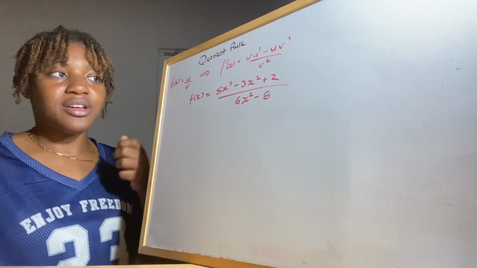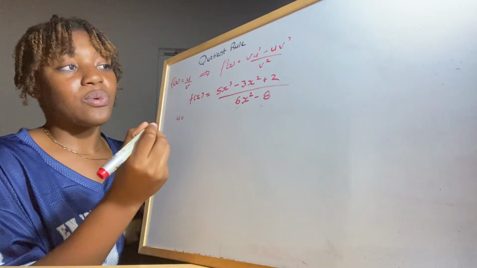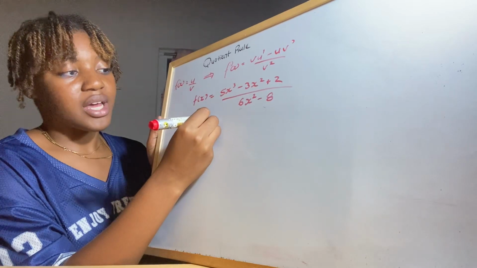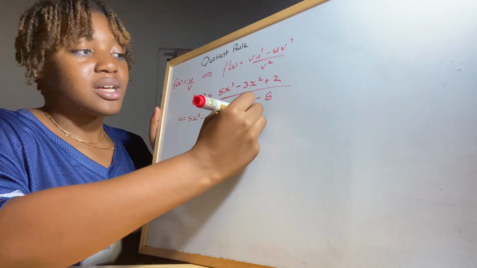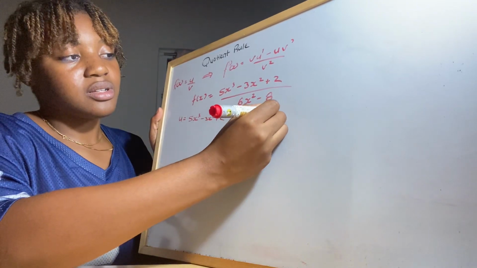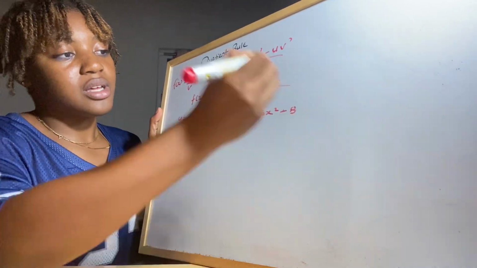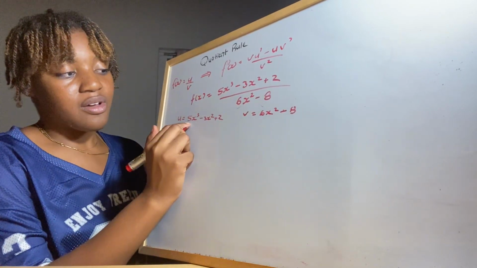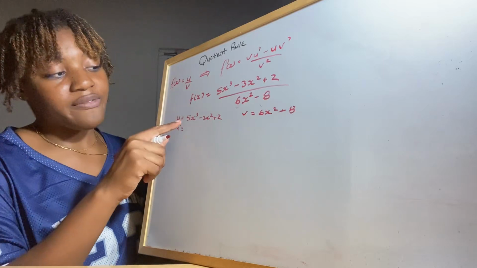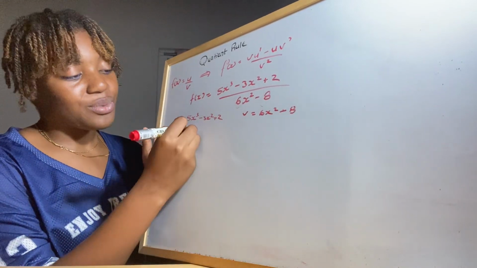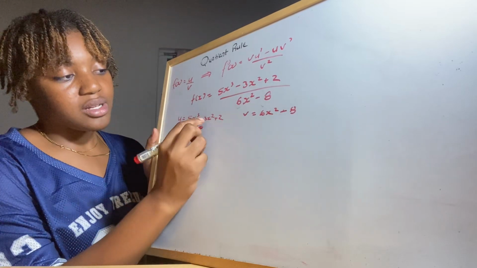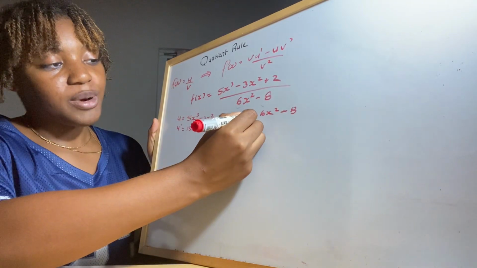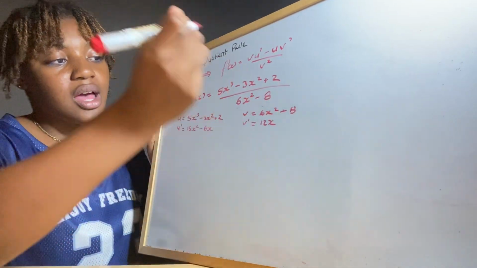So from here, the numerator would be identified as our u. So I'm going to write that down. So the 5x cubed minus 3x squared plus 2. And then the denominator would be our v. So that would be the 6x squared minus 8. Next, we're going to differentiate each expression. So u prime, we're going to apply the power rule. So 5x cubed differentiated would give us 15x squared minus, we're going to have 6x, and that would be it for the u prime. And then v prime would give us 12x, and that would be it.